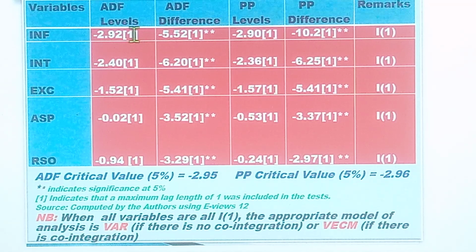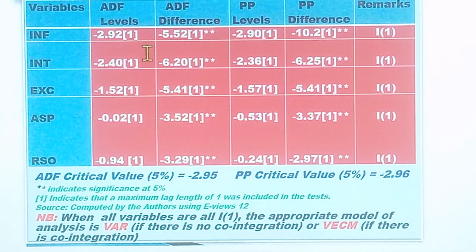This bracket 1 you are seeing here, this is the meaning. It indicates that the maximum lag length I use in this test is 1. That is the 1 in the bracket attached to this 2.92, attached all through. Then this asterisk you are seeing here indicates that the estimate is significant at 5%. Anyway, we are going to explain that. So, in a nutshell, we are saying that inflation here is not stationary at levels.